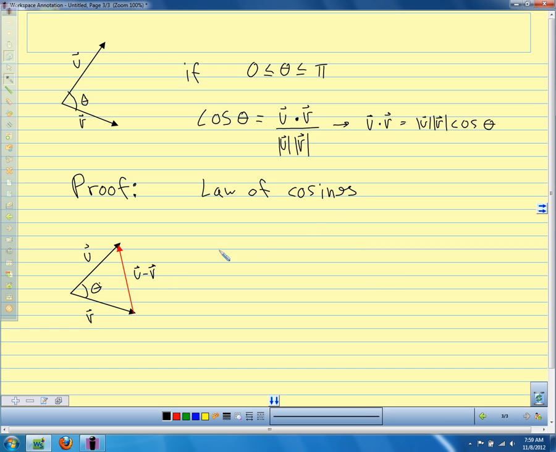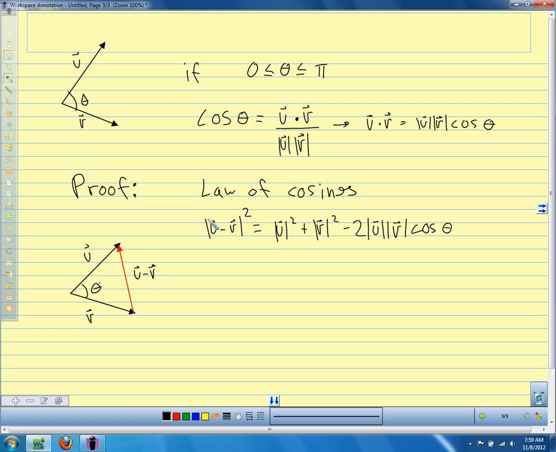So let's use the law of cosines on this triangle. The magnitude of u minus v squared equals the magnitude of u squared plus the magnitude of v squared minus 2 times the magnitude of u, magnitude of v, cosine theta.